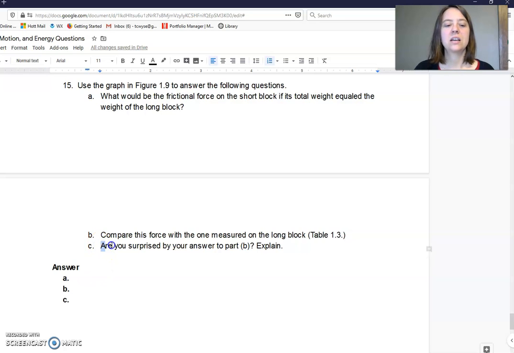And then C, are you surprised by your answer to part B? Explain. If they're similar, did you expect them to be similar? And if they're different, did you expect them to be different, or vice versa? So please use a complete sentence and explain.